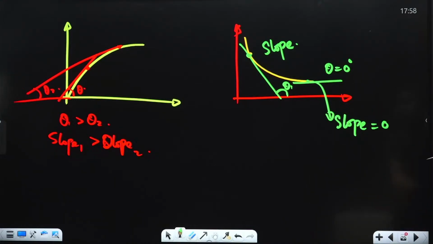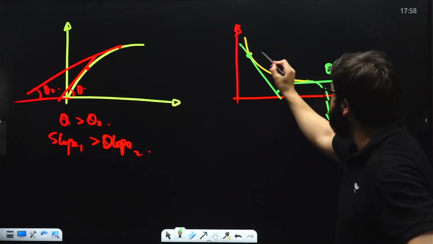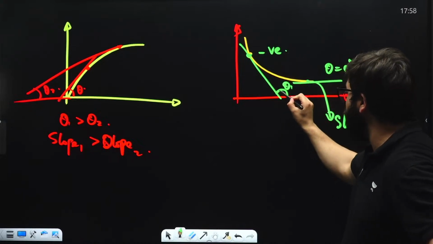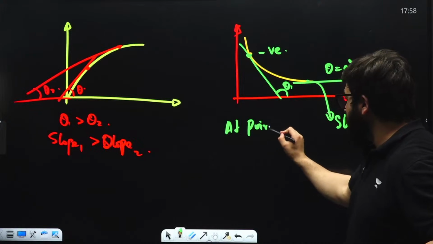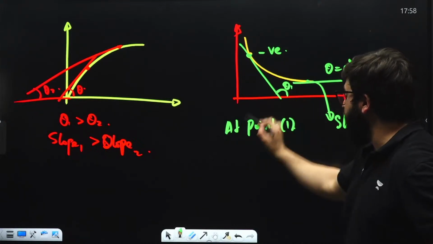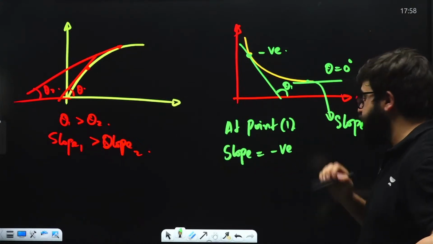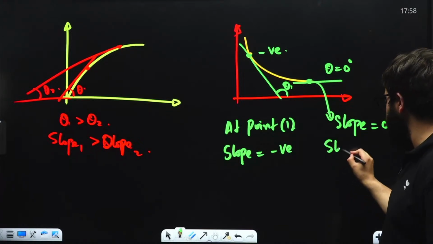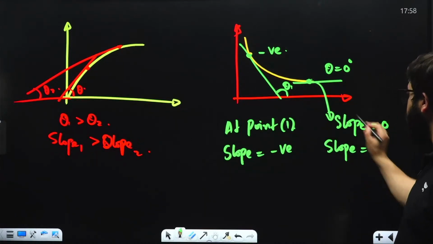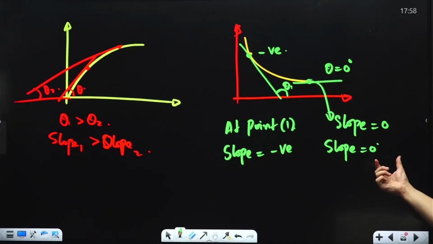What is happening with the slope? Here, we say slope is negative. At point 1, we say slope is negative. And then at point 2, we say slope is 0. Now it is going from negative to 0.